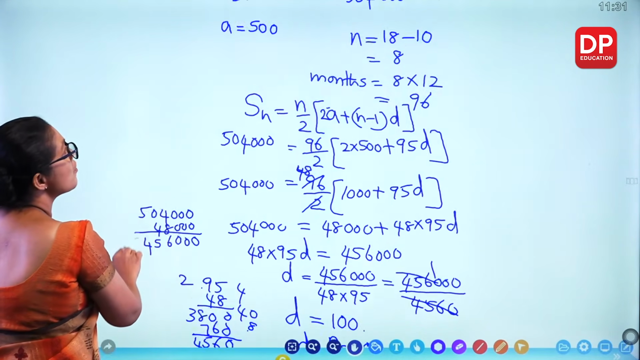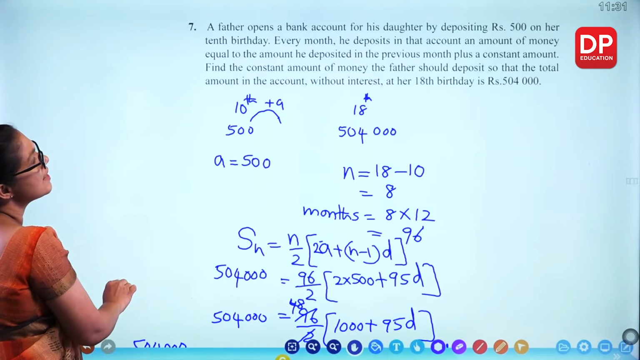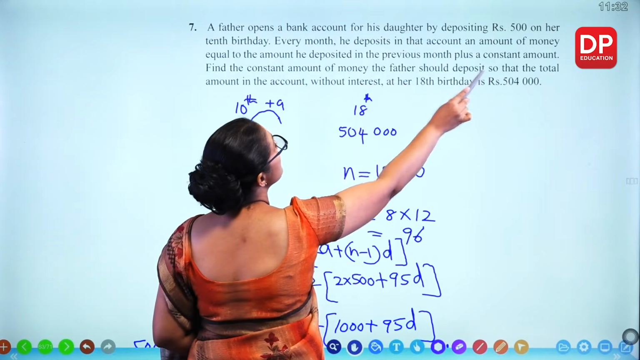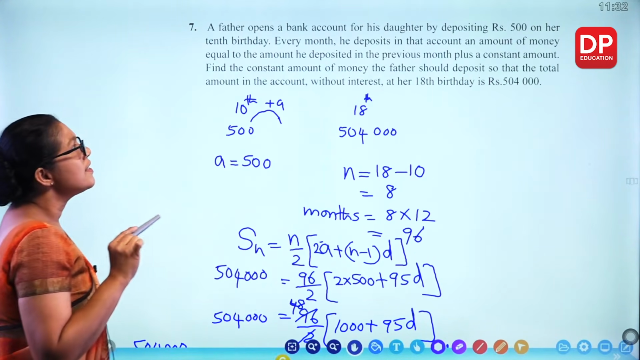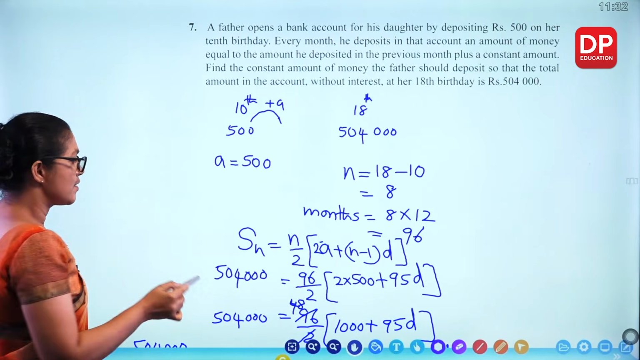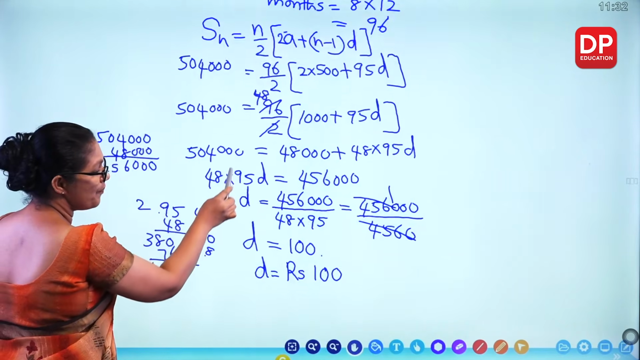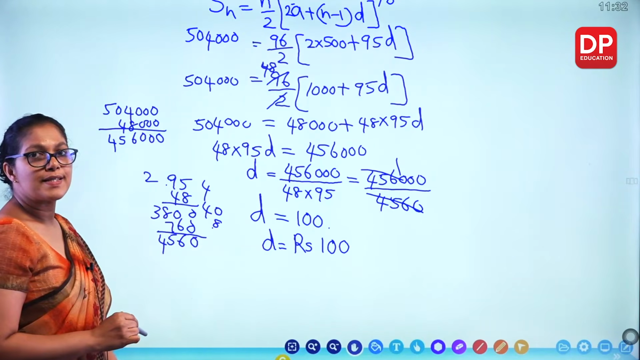So according to the question, it says, what's the constant amount that father deposited in the bank? So D is the constant amount, that's equal to 100 rupees.